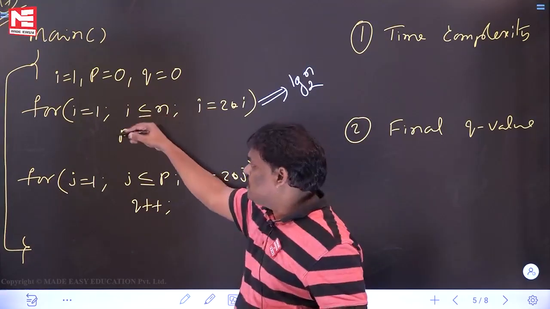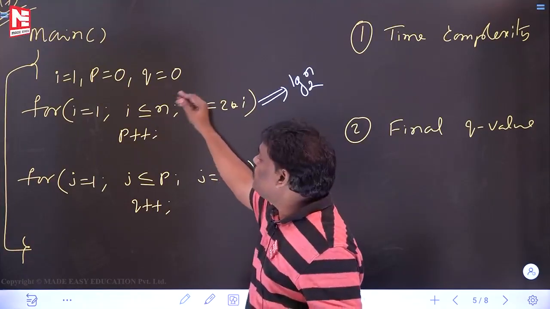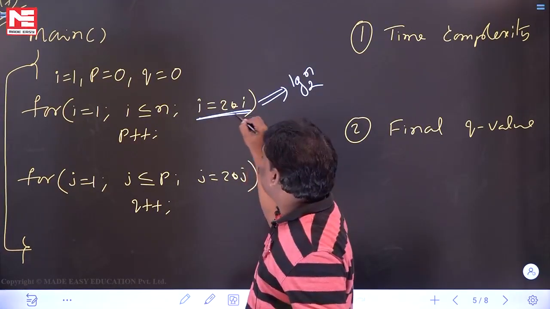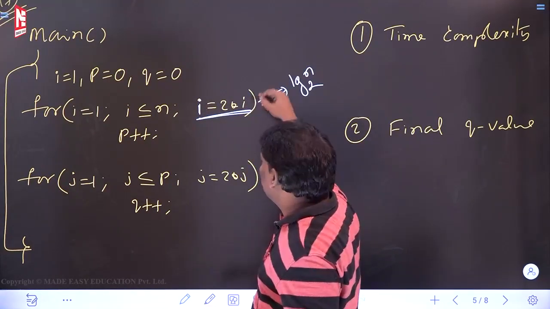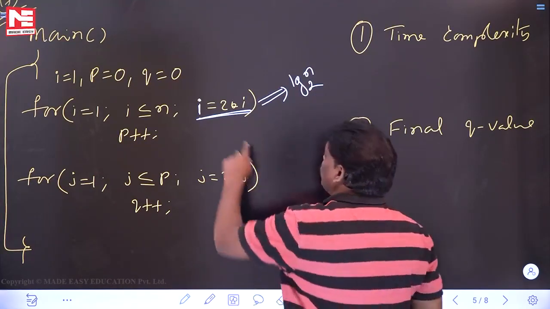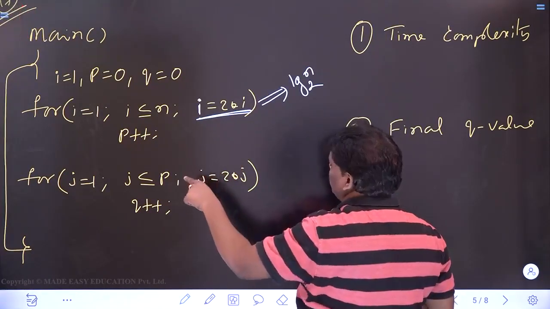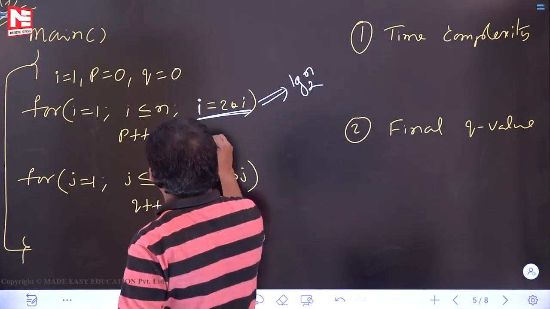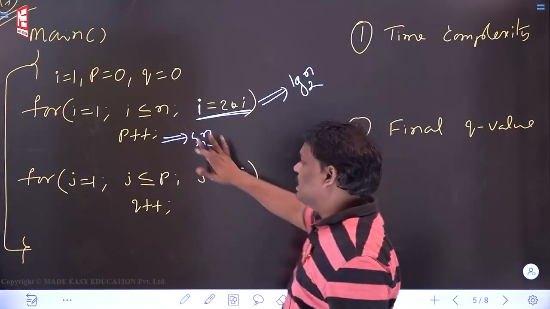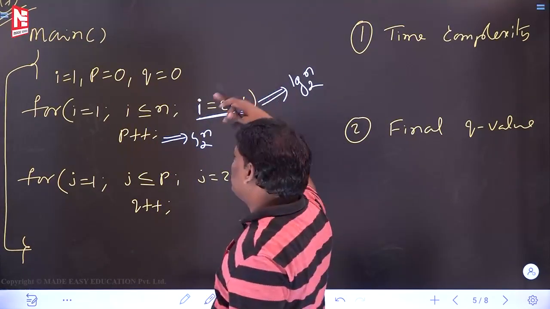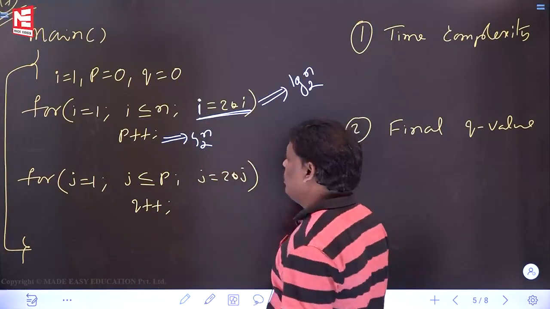If you see this loop, with each iteration p is incrementing. This loop runs how many times? Always into 2, I is equal to 2 into I. Please be careful. I is equal to 2 into I, always into 2, into 2, which goes to log n base 2. If this loop is repeating log n base 2 times, everyone knows that the p value becomes log n base 2. However many times the loop runs, that much is the p value. So the first loop runs log n base 2 times, and because of that, p becomes log n base 2. Minus 1, plus 1, don't bother. Don't do any calculations like that.